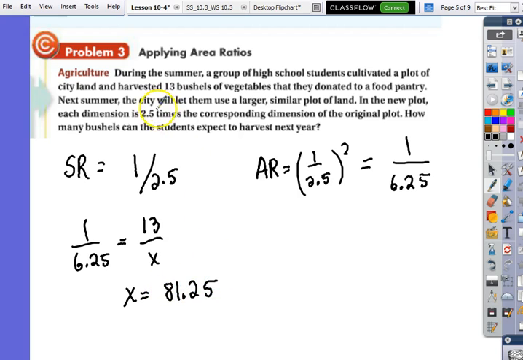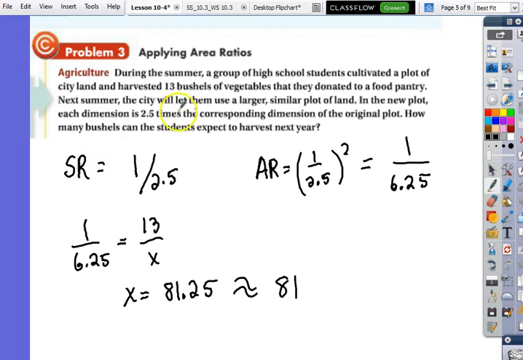So just by giving a piece of land 2.5 times as much, I can get a whole lot more bushels. So how many bushels if we round this off? You can't really have 81.25, so I guess that would be 81 bushels. That's a pretty good return, though. So that's just setting it up using a word problem.